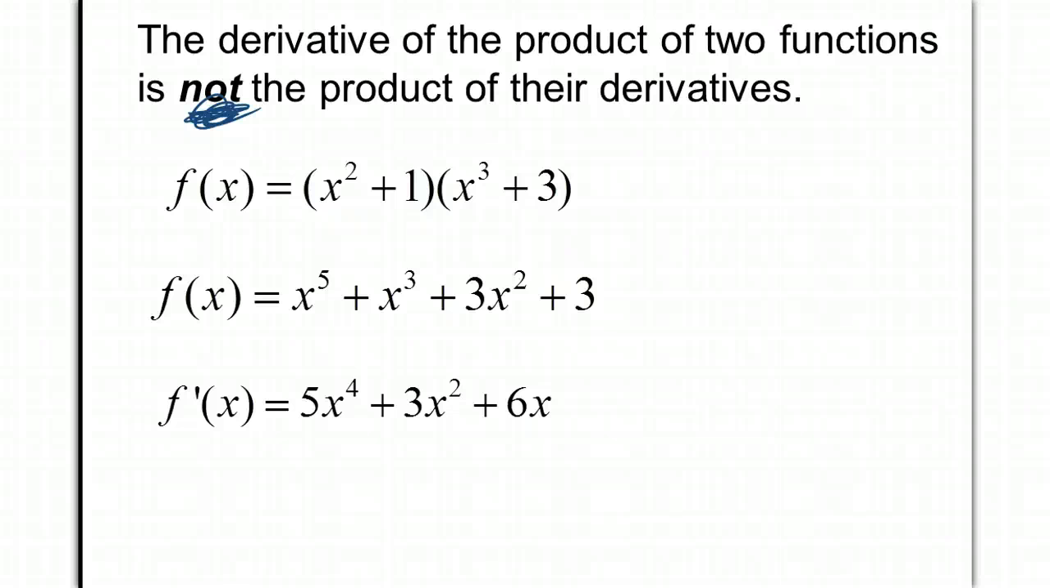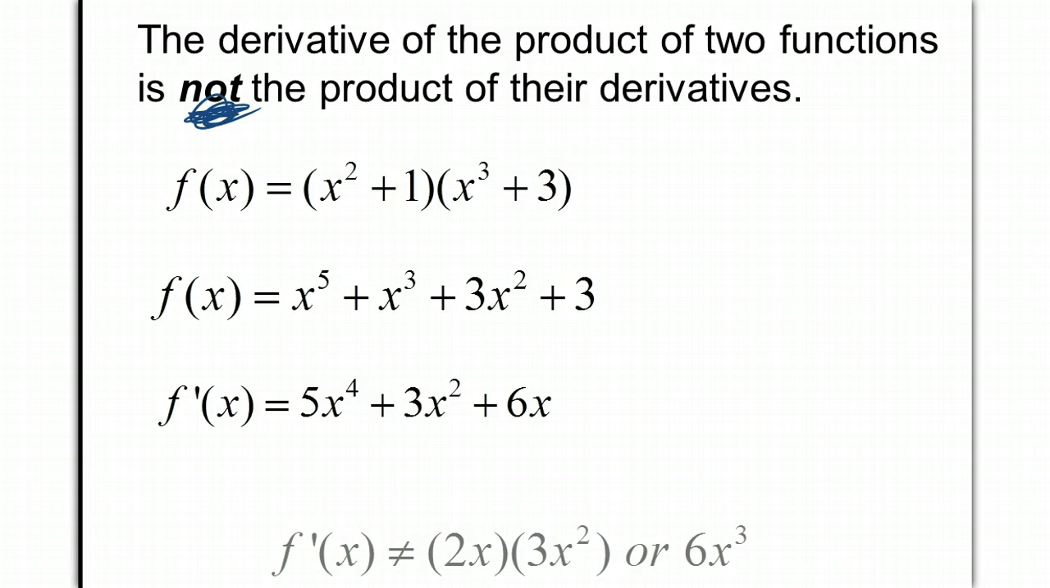Now, to show you that it's not the product of the derivatives, we'll multiply each piece's derivative, such as x squared plus 1, the derivative is 2x, x cubed plus 3, the derivative is 3x squared, and you get 6x cubed, which is incorrect.